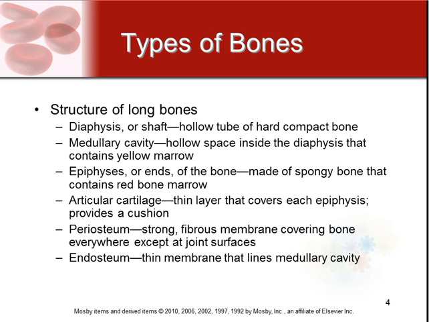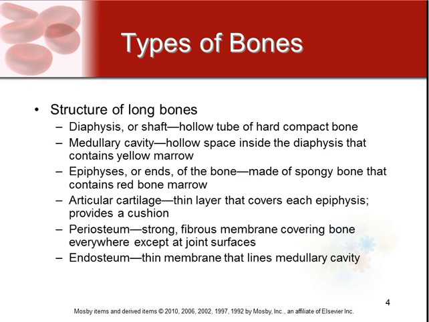For the basic structure of long bones, which is what we use a lot of the time, you have your diaphysis, which is the shaft of the bone. It's really a hollow, hard, compact tube. Inside that is your medullary cavity, the hollow space inside, and that contains yellow marrow, which is a fatty tissue. Then on the ends of that diaphysis, you have your epiphysis.